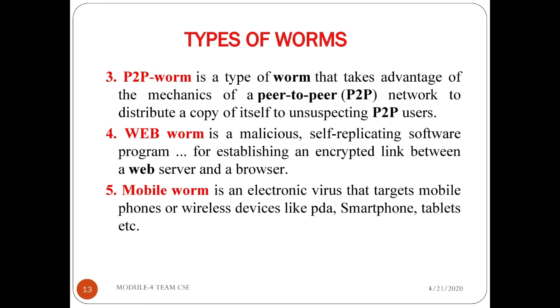Next slide, please. Types of worms. Third one, P2P worms. A P2P worm takes advantage of machines on a peer-to-peer network to distribute a copy of itself to unsuspecting P2P users. Fourth one, web worm, is a malicious self-replicating software program that establishes an encrypted link between the web server and the browser. Last one, fifth one, mobile worm, is an electronic virus that targets mobile phones or wireless devices like PDAs, smartphones, tablets, etc.